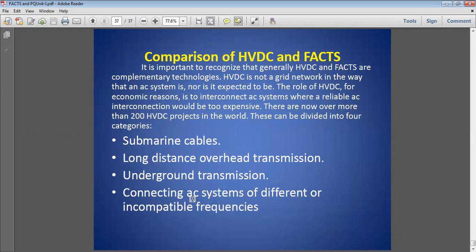So for today, I think it is sufficient, and from the next lecture we will see the comparison of HVDC and FACTS. It is a very important topic: why we are using FACTS devices as compared to HVDC, because HVDC also has numerous advantages over the EHV system.